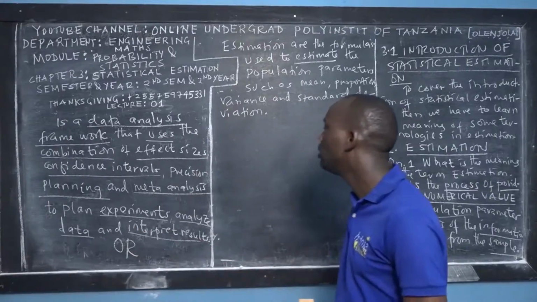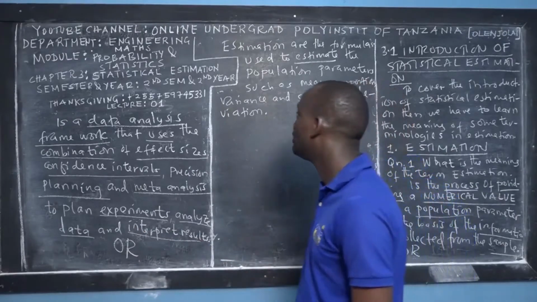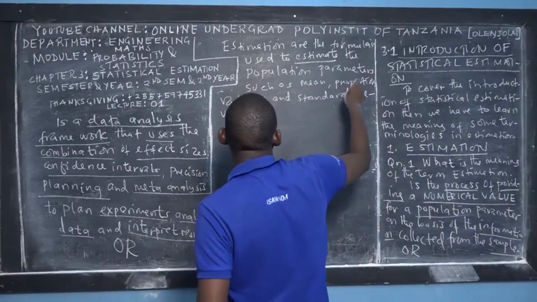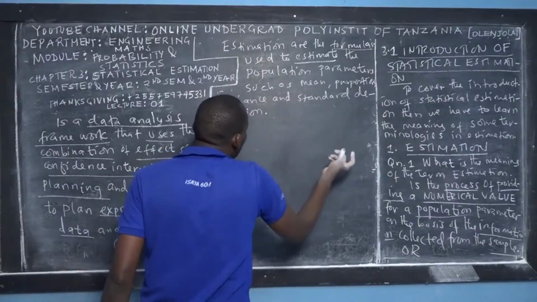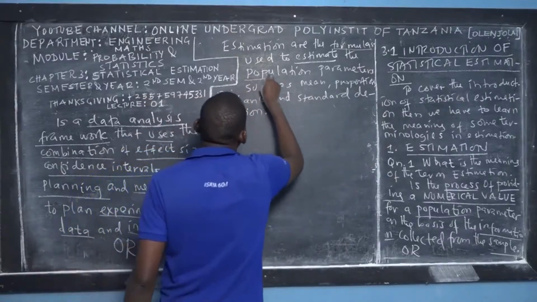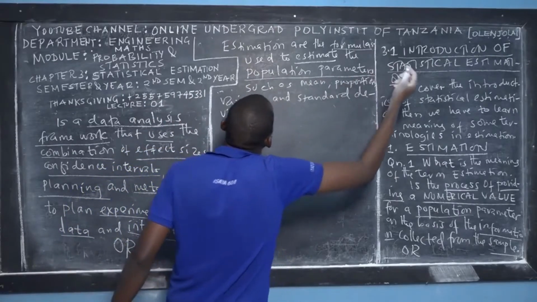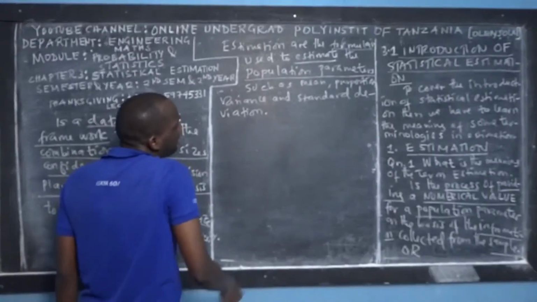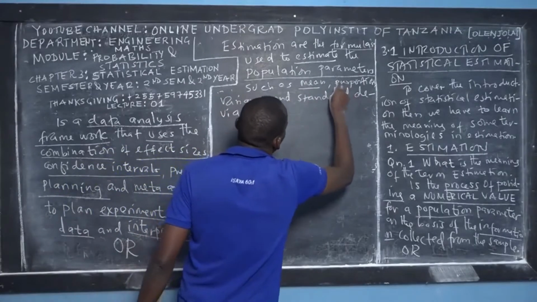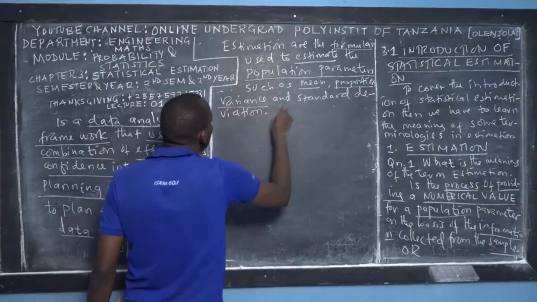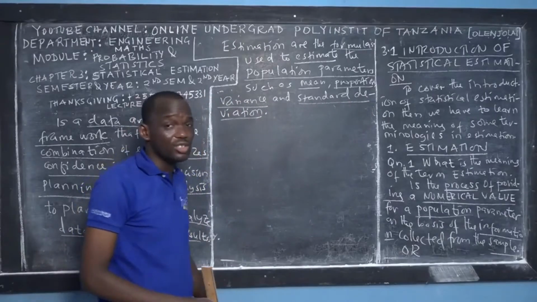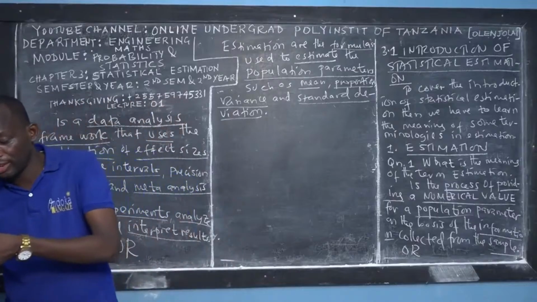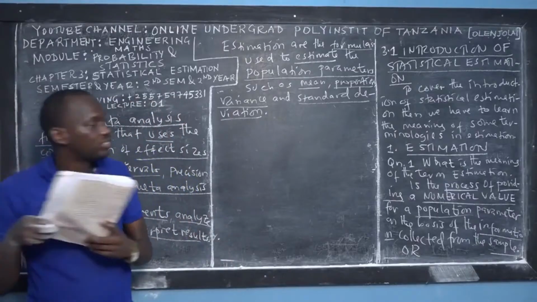That is what estimation means. All estimations are formulas used to estimate population parameters. So our interest is population parameters such as the mean, proportion, variance, and standard deviation. I believe you have understood. In case you have any questions concerning estimation, please ask in the comment section.